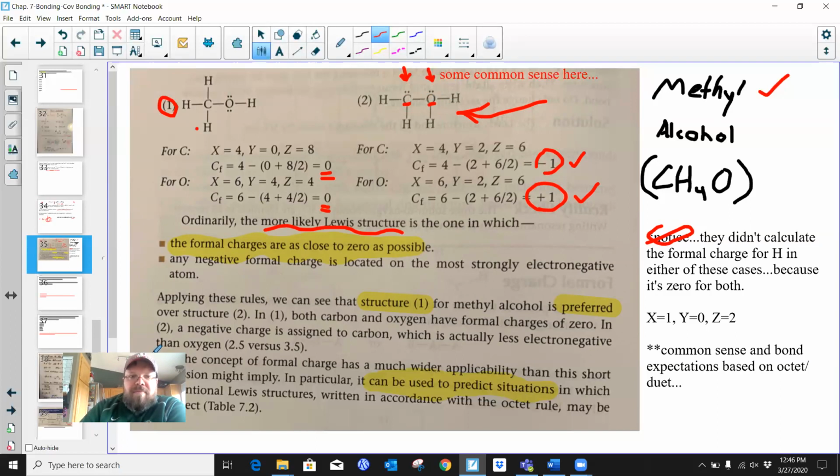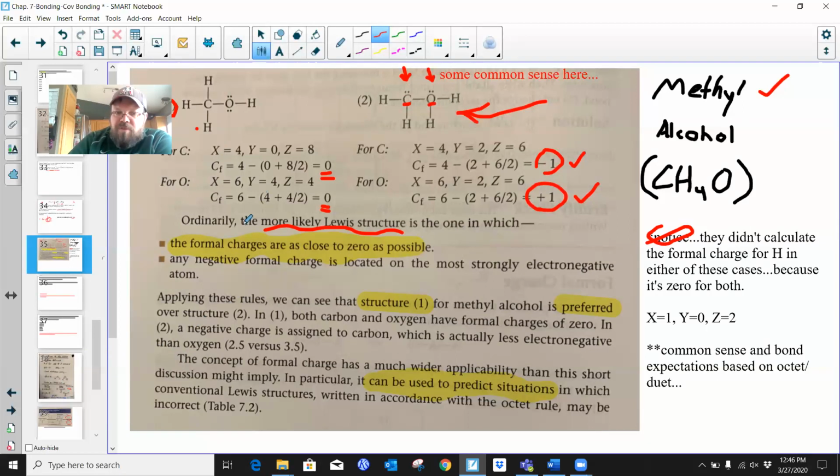So let's read through some of these things that I've highlighted down here. Ordinarily, the more likely Lewis structure is the one in which the formal charges are as close to 0 as possible. So we're looking for the one that has the most zeros in comparison. Applying these rules, we can see that structure number 1 for methyl alcohol is preferred over structure number 2, because in structure number 1, all of the atoms listed have 0 values. In structure number 2, there are 2 atoms that have non-zero values.